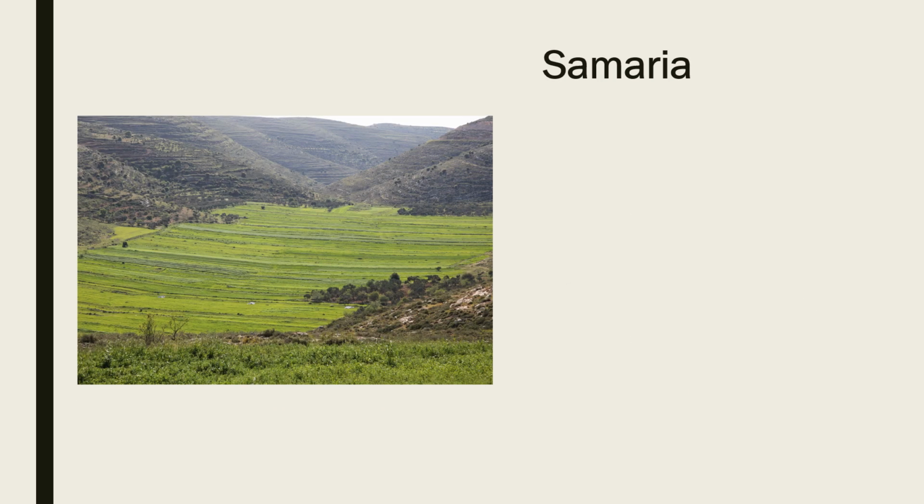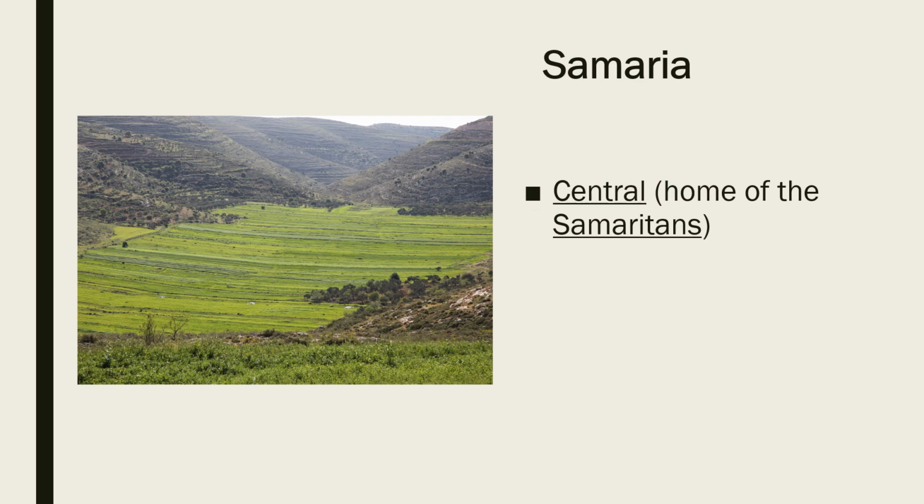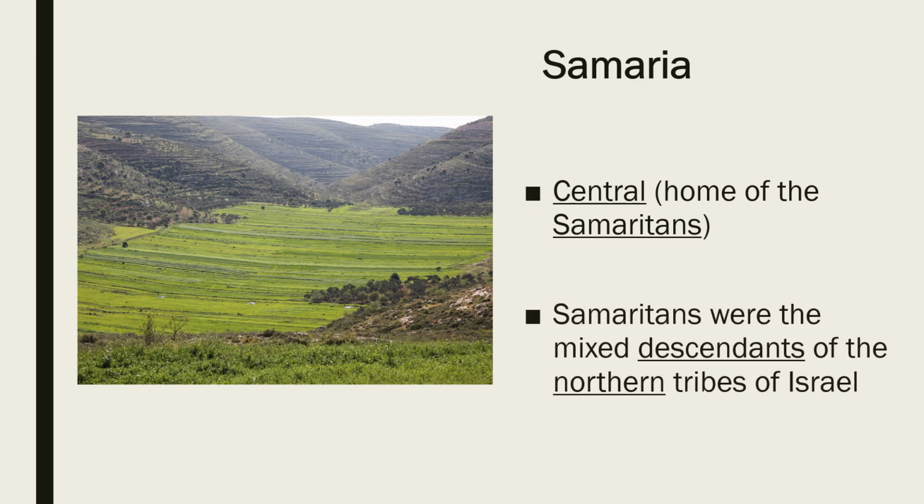And then in the middle we have Samaria. This was in the center. It's the home of the Samaritans. Recall from what we talked about when we looked at the empire of Assyria, the Samaritans were the descendants of the northern tribes of Israel who had been pushed and forced to intermarry with the surrounding nations by the Assyrian Empire. Over time, they took on their own new identity as Samaritans. They take that name from the city of Samaria, which was the capital of the old northern kingdom. And they lived in between Galilee and Judea.